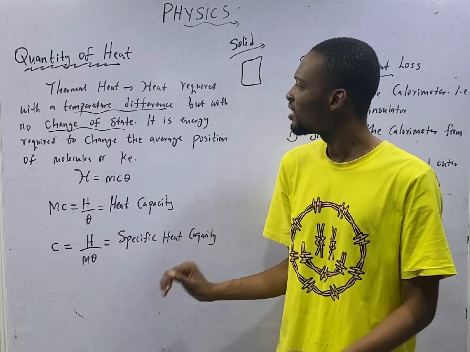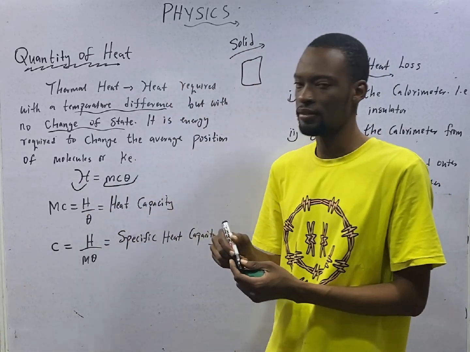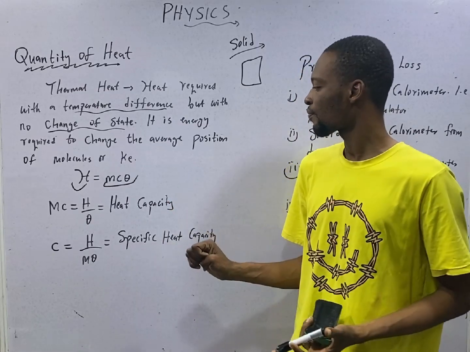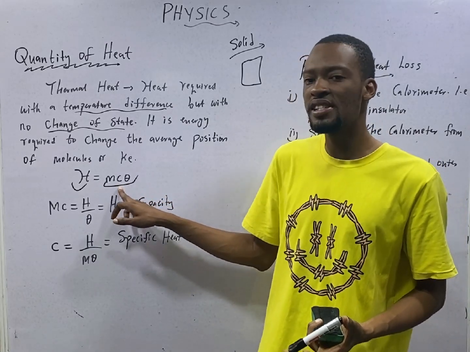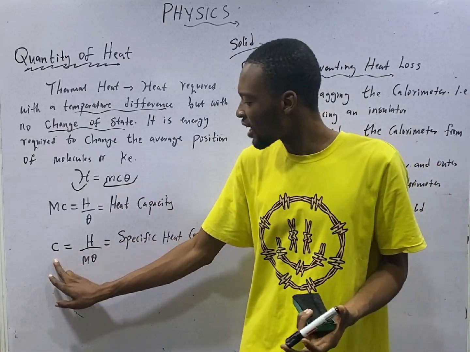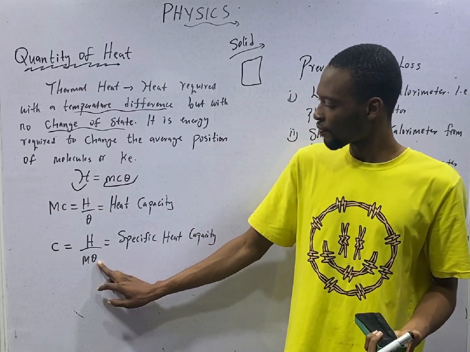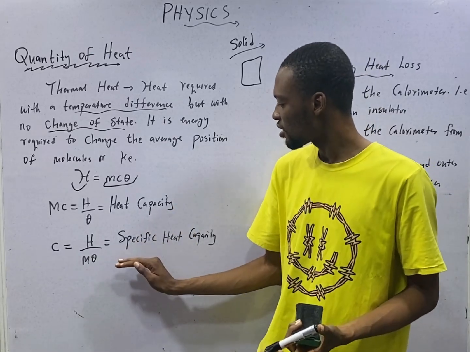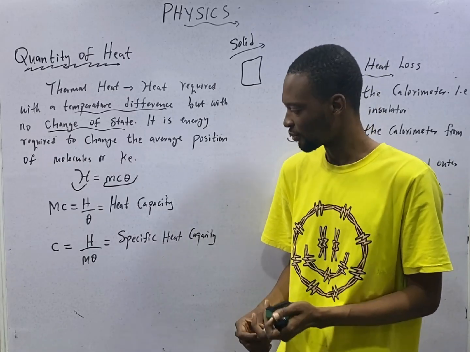But before then, thermal heat is H = mcθ. Now, the C here, as we can see, is specific heat capacity, which means if we make C the subject of the formula, it will be the thermal heat over mass times temperature. So, C is specific heat capacity and it is thermal heat divided by mass times temperature.